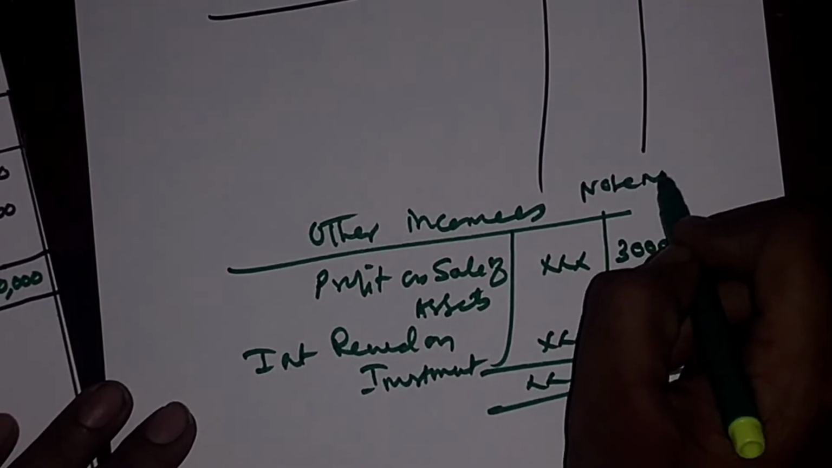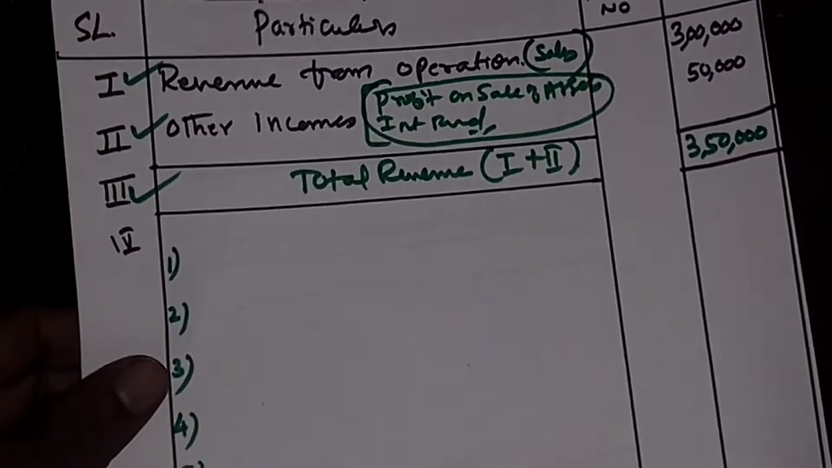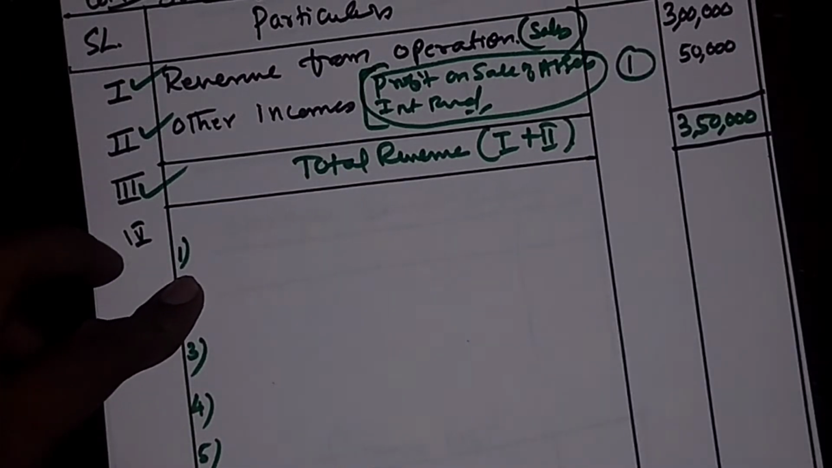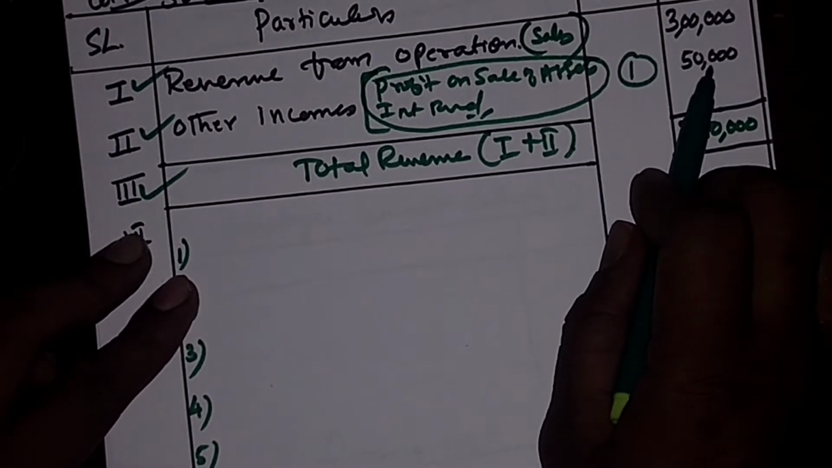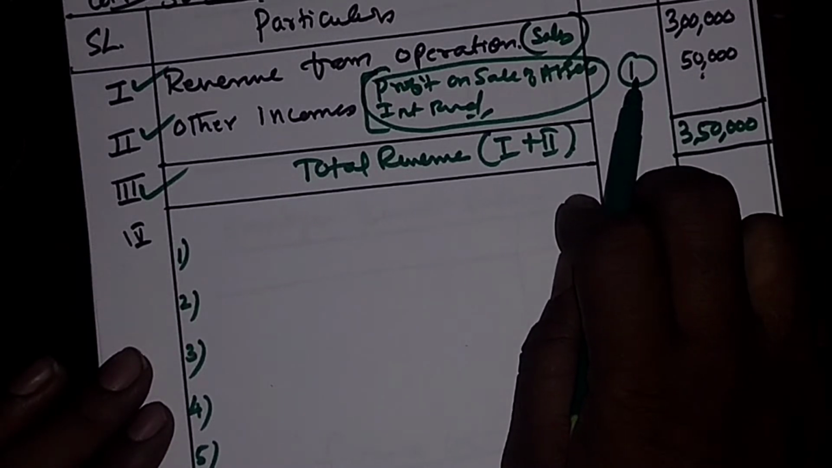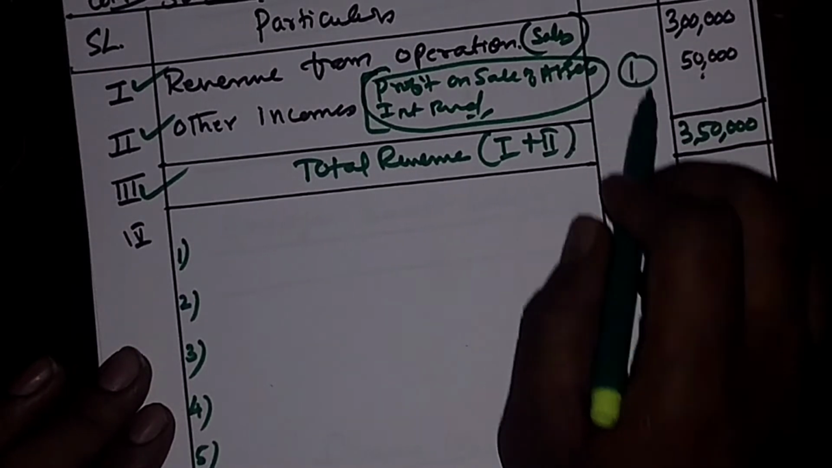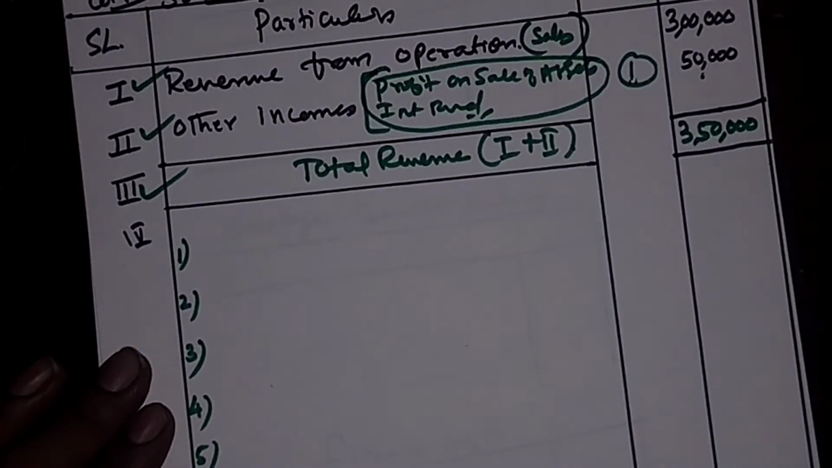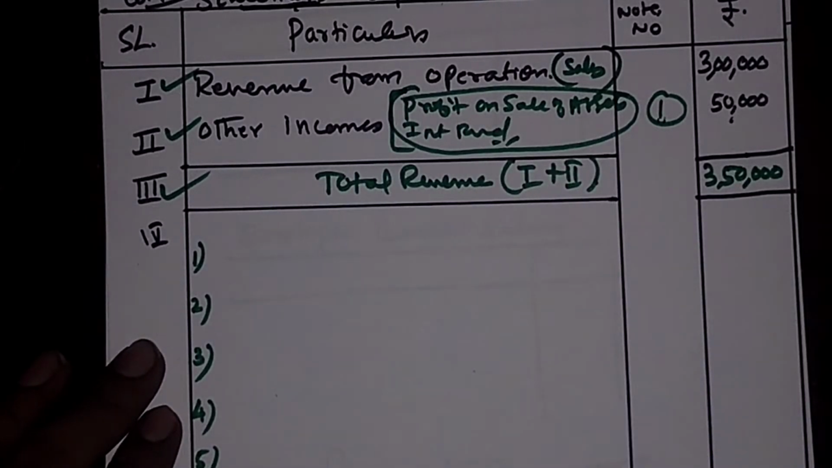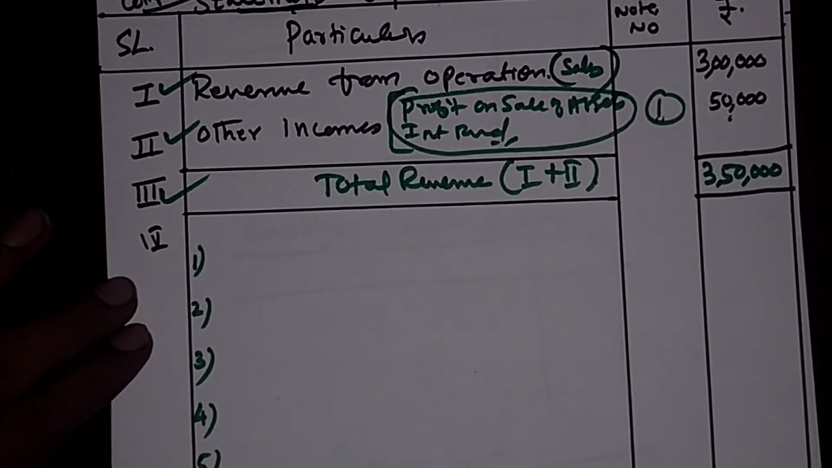If I give the note number 1, in this note number 1, I will mark it here. How has this 50,000 arrived? This 50,000 has arrived because of some calculations which have been made in note number 1, which I have given after this income statement. This is the concept, you must know that.